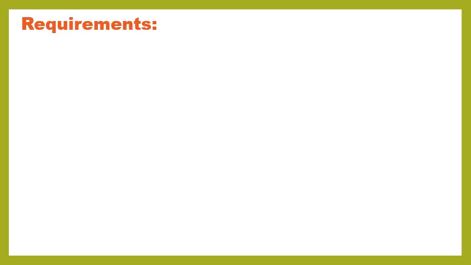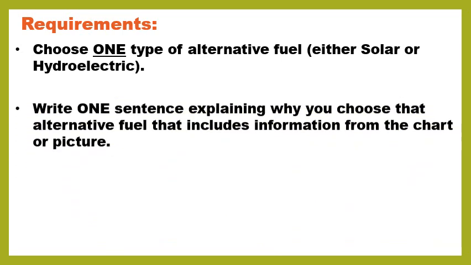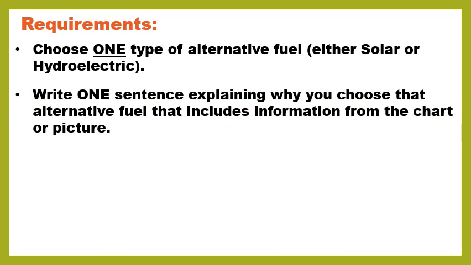All right, so your requirements for this assignment. You need to choose only one type of alternative fuel. So it's either going to be solar or hydroelectric. It's not going to be both. You are going to write one sentence explaining why you chose that alternative fuel that includes information from the chart or picture. So it's basically like evidence from the chart or picture why you chose that. So you can't just say, oh, solar or oh, hydroelectric. You need to support it.